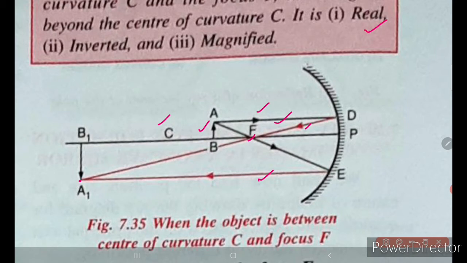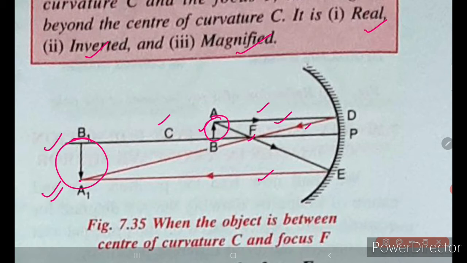If it is real, it should be inverted. Now as you can see, the size of the object is smaller, that means this particular image is bigger, therefore we write magnified for the word bigger. So the nature of the image is real, inverted and magnified. Then it is formed beyond the center of curvature, that means at the back of the center of curvature.